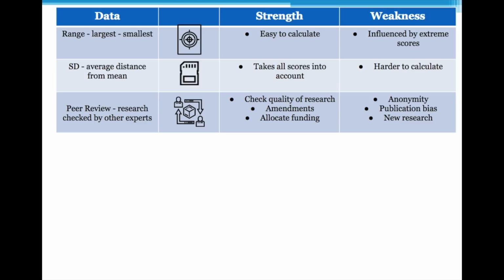So the range is your largest number minus your smallest number. Really easy to calculate, but again can be influenced by extreme scores. Whereas your standard deviation, you'll never have to calculate this in a psychology exam, but you do need to know what it is. You do need to be able to read a table that's got a standard deviation in. In simple terms, it's the average distance from the mean. So a larger standard deviation means the scores are more spread out.